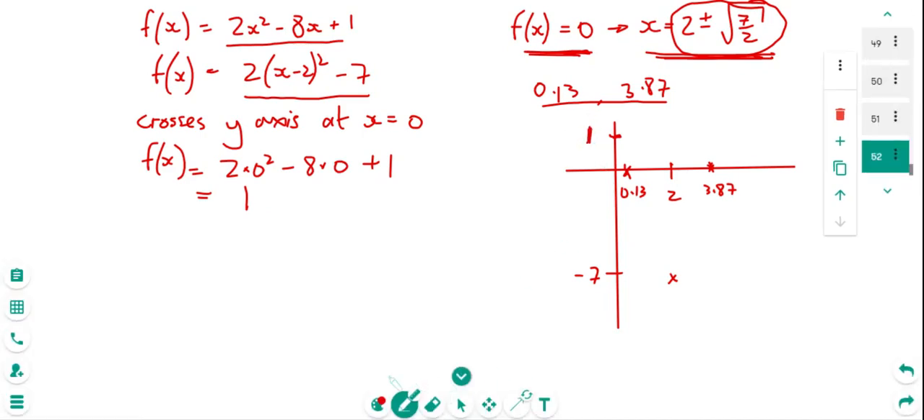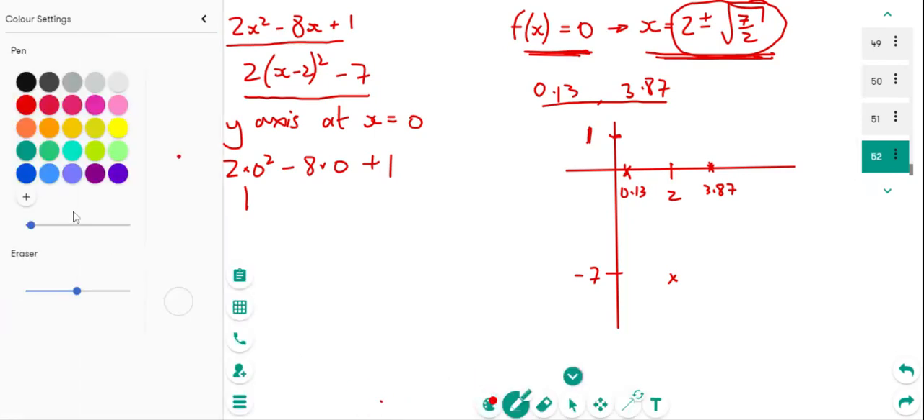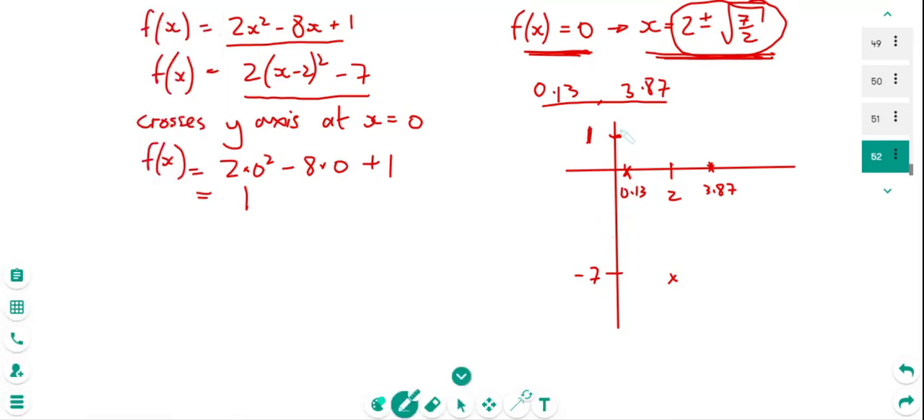And then all we need to do is we just need to plot it. So to do that, it's going to look like this. Obviously we're trying to draw it going through the actual points I've put on here. So that's it for that question.